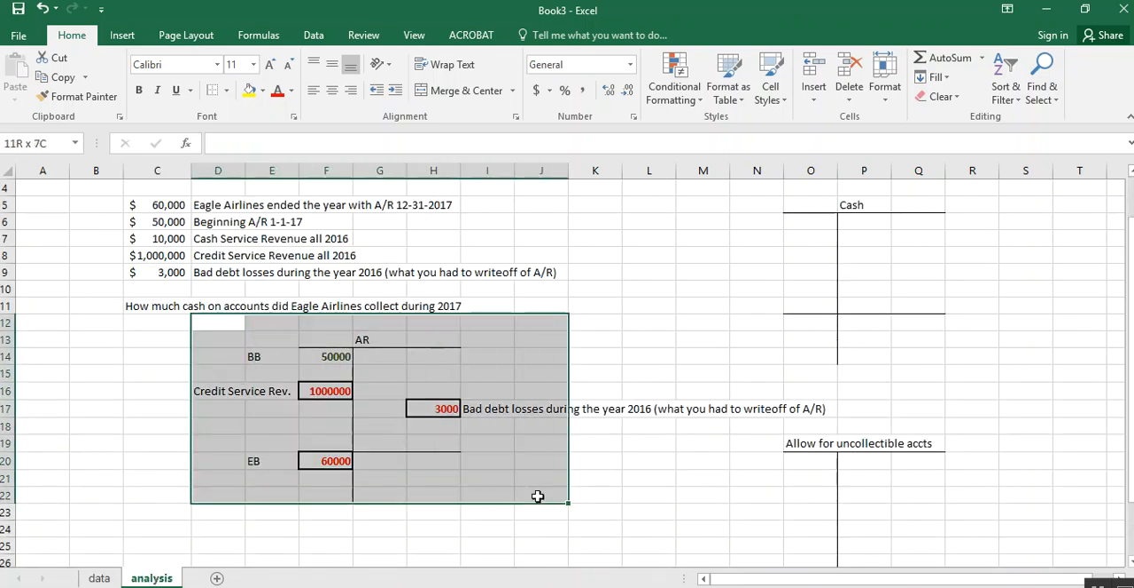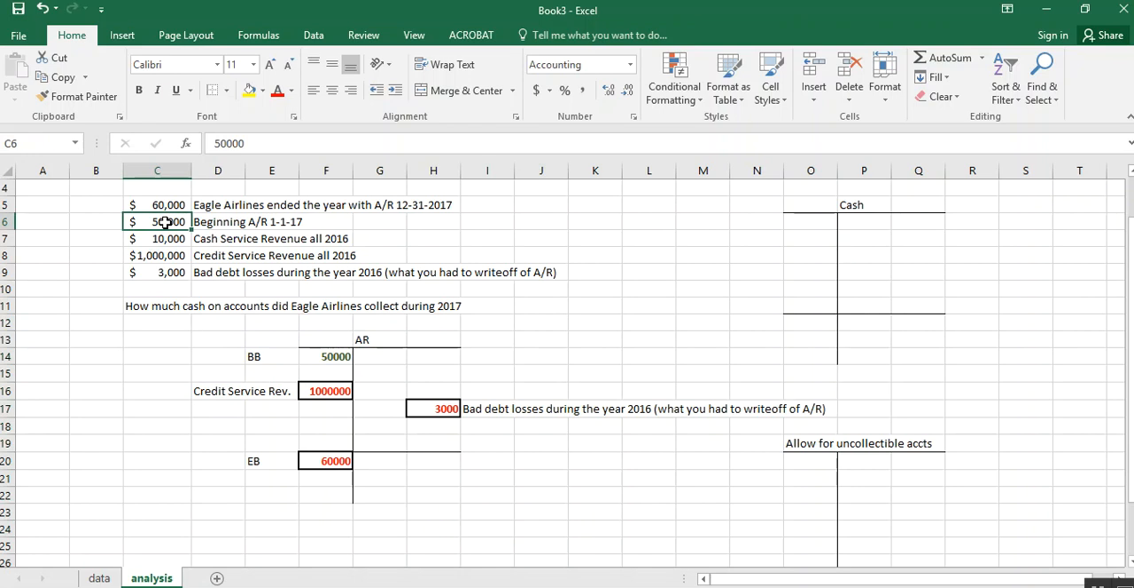So we're going to focus right here on accounts receivable. Notice we took $50,000, which is beginning accounts receivable, stuck it in the accounts receivable account. Accounts receivable is an asset. Assets have a normal debit balance. Liabilities and owner's equity have normal credit balances. This is a debit balance, $50,000. You're also kindly told what it ends up being, which is $60,000. You also are kindly told that credit service revenue is $1 million. Remember, this entry would be a debit to accounts receivable because we hope to collect this sometime in the next 30 days.